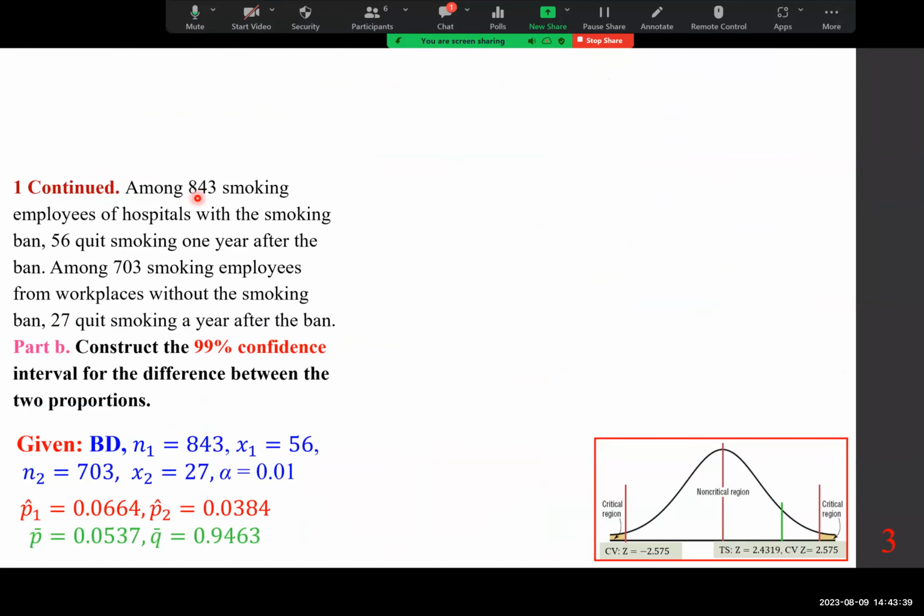Now we're going to continue with the same question, and in part B, we're going to construct a 99% confidence interval for the difference between the two proportions. And remember, everything from here is from the previous page: the given, the P1 hat, P2 hat, P bar, everything that we have calculated, and this graph from the previous page as well.